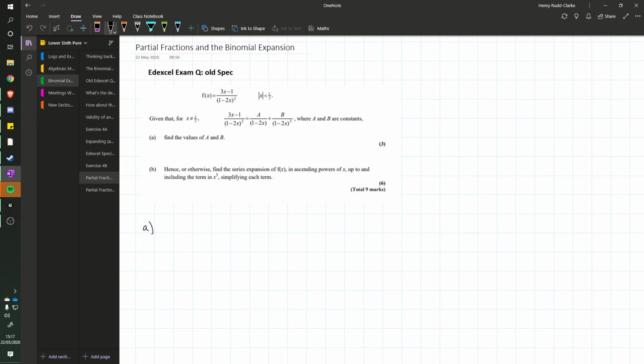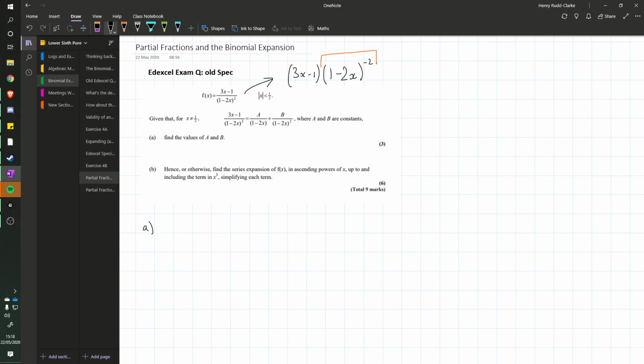So, first part, split this into partial fractions. So 3x minus 1 minus 2x squared. It's worth noting with this particular question, we actually could just do a binomial expansion on this straight away by writing it in this format. Do the expansion on this bracket and then multiply by 3x minus 1. That's fine. But they've asked you to do it a bit differently in this question.